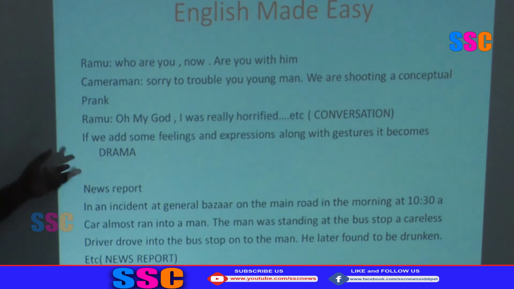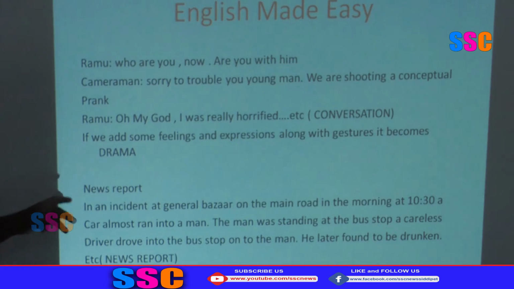Okay. Now, on the same occasion, to this description, suppose I am writing like this. In an incident at General Bazaar on the main road in the morning at 10:30 a.m., a car almost ran into a man. Here, in this particular thing, I am trying to give the answer to the questions like when, where, what and how. Where? At General Bazaar on the main road. At what time? At 10:30. Okay. What happened there? How has it happened?